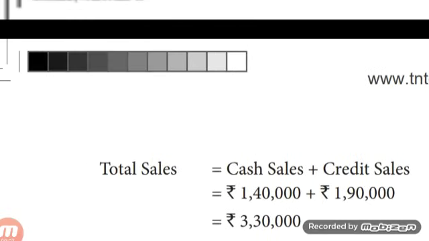What is the formula for calculating total sales? Total sales is equal to cash sales plus credit sales. Cash sales is given in the question, 1,40,000. Credit sales we calculated from the debtors account. Then 1,40,000 plus 1,90,000 is equal to 3,30,000.